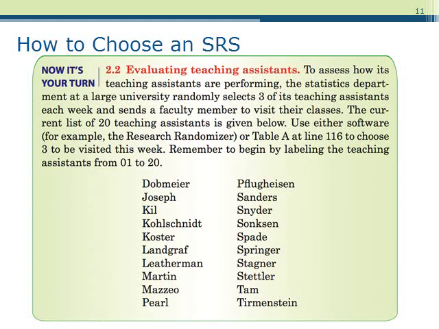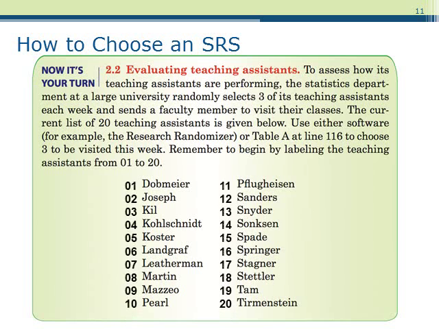Now you try one. To assess how its teaching assistants are performing, the statistics department at a large university randomly selects 3 of its teaching assistants each week and sends a faculty member to visit their class. The current list of 20 teaching assistants is given below. Use either software or Table A at line 116 to choose 3 to be visited this week. Remember to begin by labeling the teaching assistants from 01 to 20.